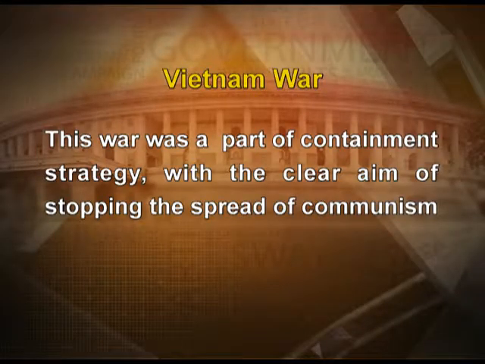The nationalist forces were attempting to unify the country of Vietnam under a communist government. On the other hand, the United States, with the aid of the South Vietnamese government, was attempting to prevent the spread of communism in the region. This war was a part of the containment strategy with the clear aim of stopping the spread of communism. What is containment? Containment means to restrict somebody, to contain somebody, and the containment strategy was designed in order to stop the spread of communism in any region of the world.